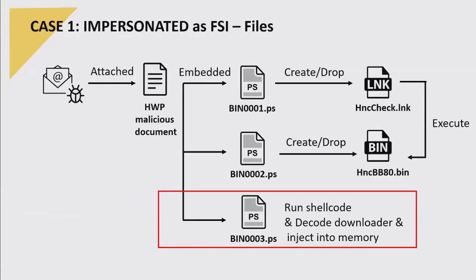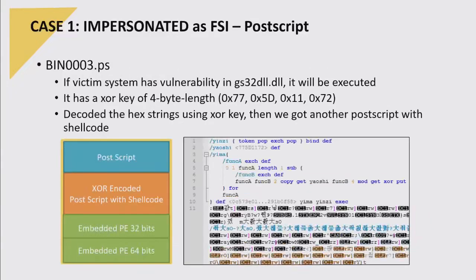And this is the third PostScript dropped by the HWP file. It exploits a vulnerability of Ghostscript to activate shellcode. The attacker used two kinds of methods to drop the malware, both the LNK file and the vulnerability, to make sure the sample works. The third PostScript contains some PostScript and XOR encoded PostScript with shellcode. Also, it embeds two malware PE binaries. One is for 32-bit OS, and the other is for 64-bit. They are both the same Trojan downloader as the bin file.